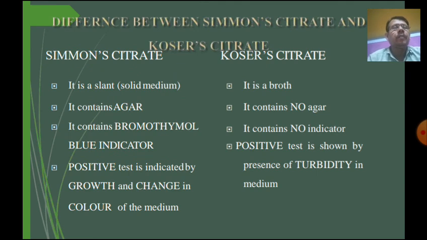Difference between Simmons citrate and Koser citrate: Simmons citrate is a slant or solid medium, and Koser citrate is a broth, that means a liquid culture. Simmons contains agar, while Koser contains no agar, so it is liquid. Simmons contains bromothymol blue indicator, while Koser contains no indicator. A positive Simmons test shows growth and a change in the color of the medium, but a positive Koser test is shown by the presence of turbidity in the medium. So there is a big difference between Simmons citrate and Koser citrate for the citrate utilization test.